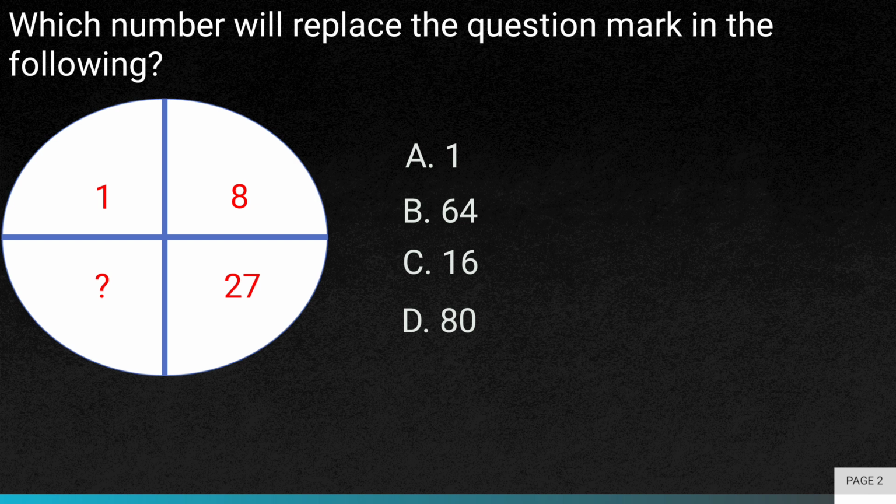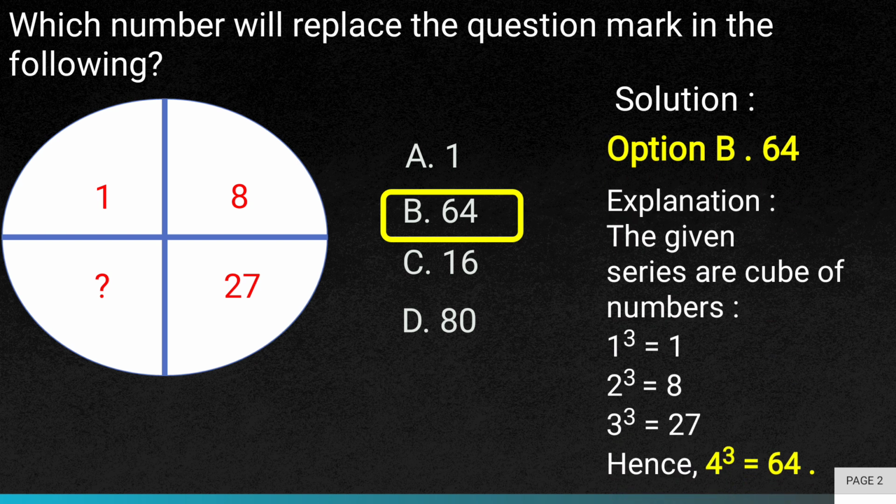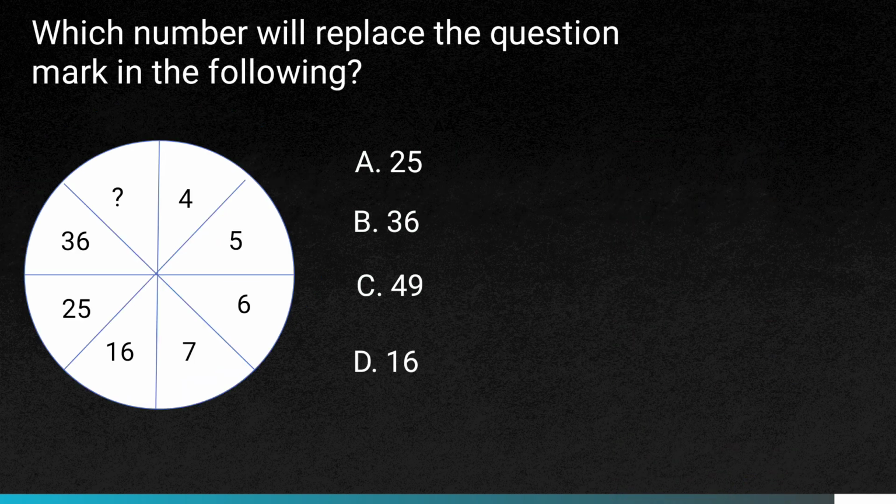So what will be the next number? That will be 4. So the cube of 4 is 4 fours are 16, 4 sixteens are 64, right? So the correct option is 64. I think it's clear to all of you. Moving to the next slide.